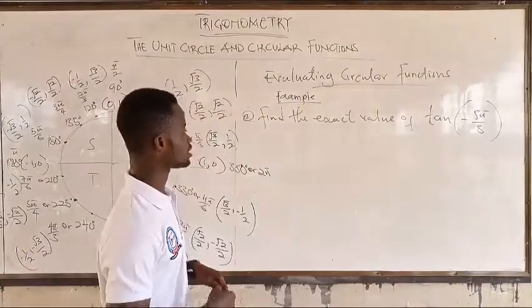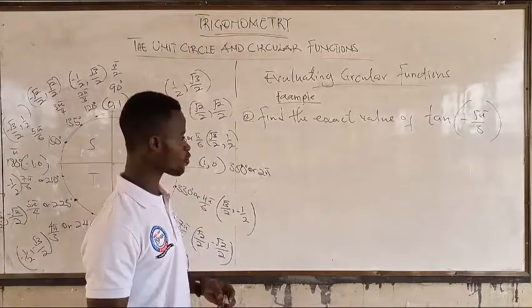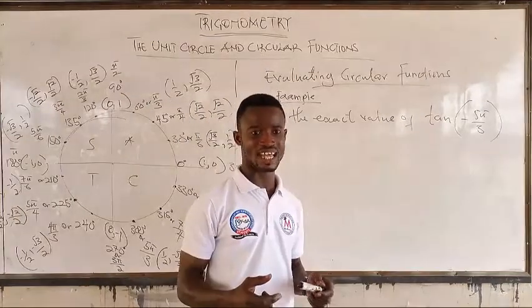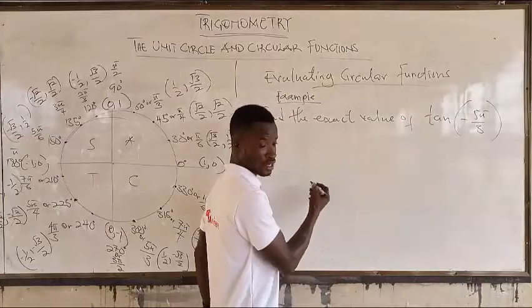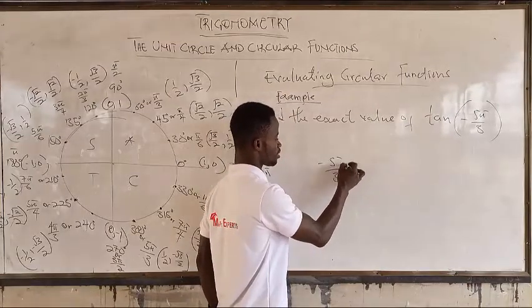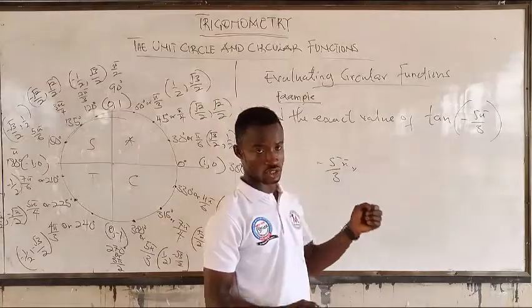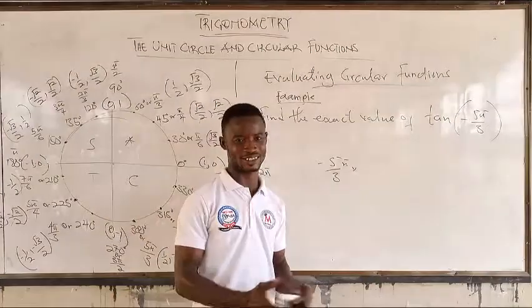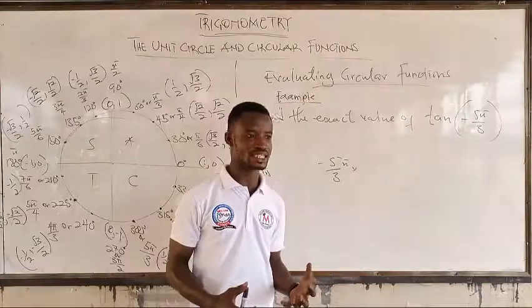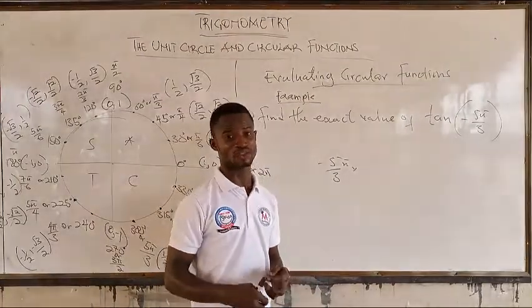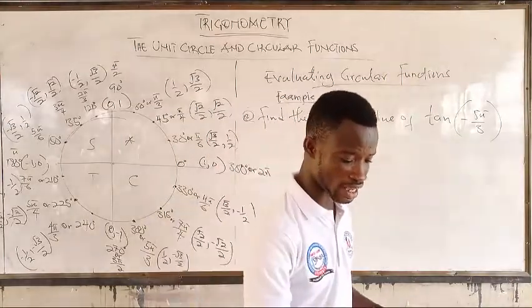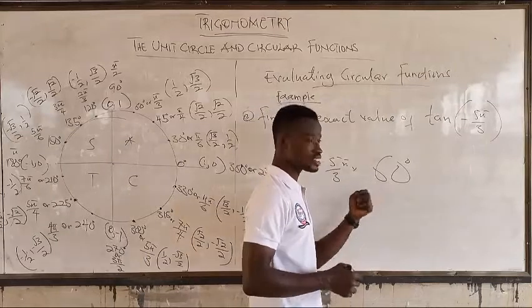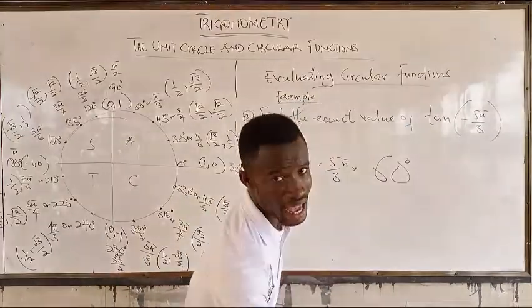How do we know that? For you to know that this is coterminal, you can take negative 5π/3 and convert it to degrees. We have done coterminal angles, so I don't need to talk on this. Convert it to degrees and keep adding until you get a positive value. The positive value you are going to get is 60 degrees. So this is coterminal to 60 degrees, and 60 degrees is the same as π/3.